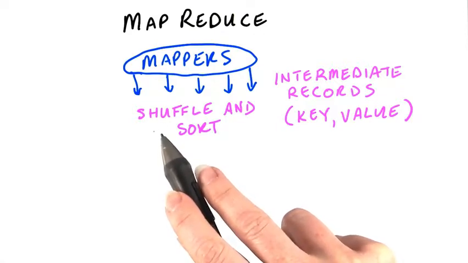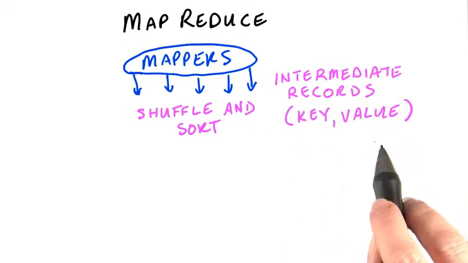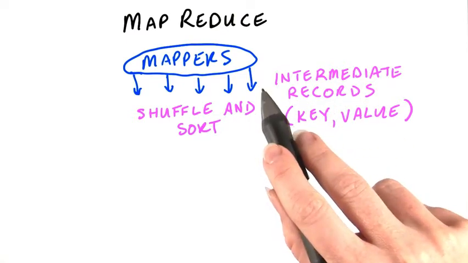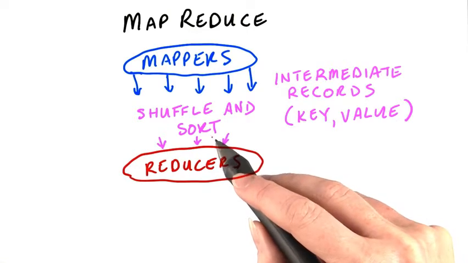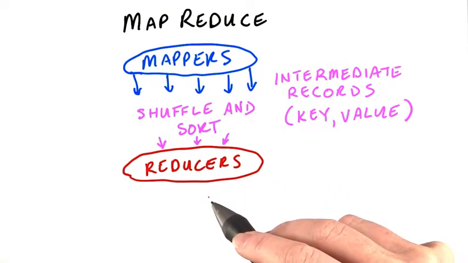The shuffle is the movement of the intermediate records from the mappers to the reducers. The sort is the fact that the reducers will organize the sets of records, in our case, these piles of index cards, into sorted order.